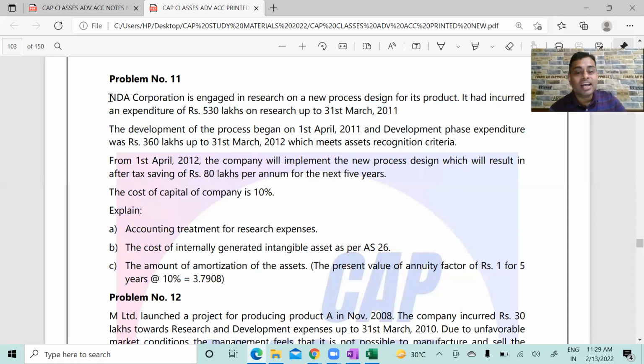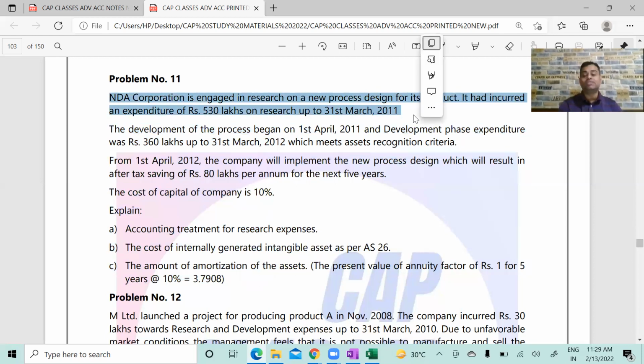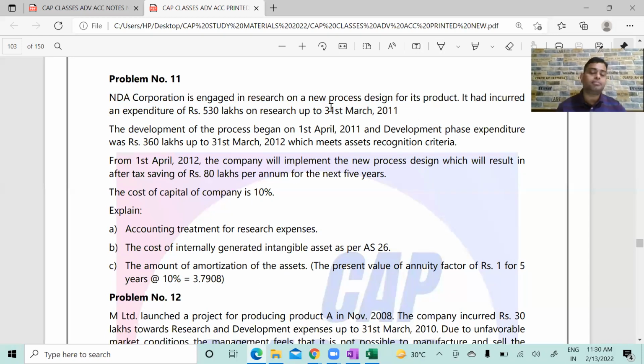So read this para and all of you tell me what to do with this 530 lakhs. Everybody, please tell me what will you do with these 2 lines? Manoj is saying P&L, Vrinda is saying P&L. Correct. So this should be charged to P&L. Right, point number 1.